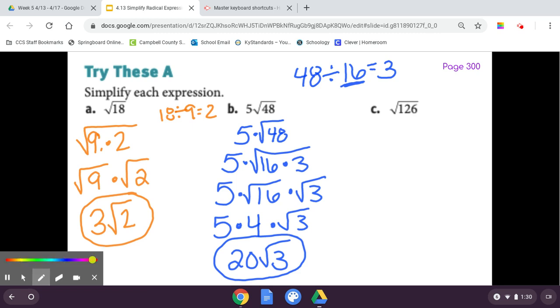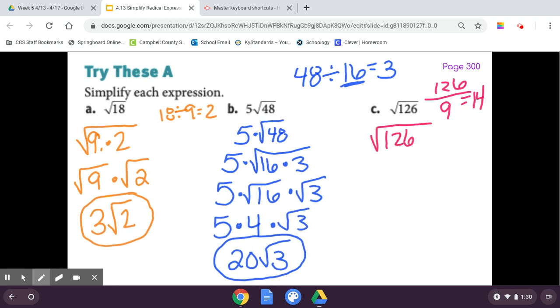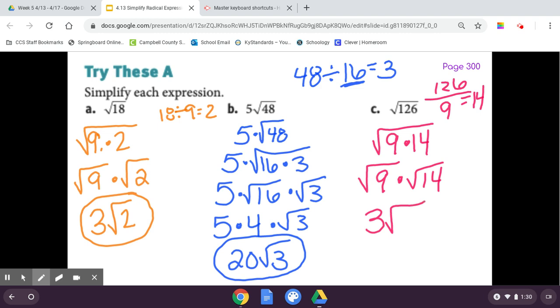All right, let's move on to one more example here. So I have the square root of 126. So I need to figure out, 126 is divisible by which perfect square? Well, it's divisible by 9, and that gives you 14. So the square root of 126 can be written as the square root of 9 times 14, which can be written as the square root of 9 times the square root of 14, which is 3 square root of 14, which is your answer.